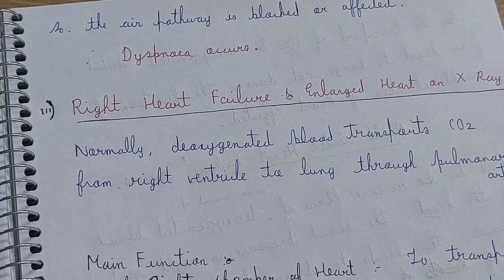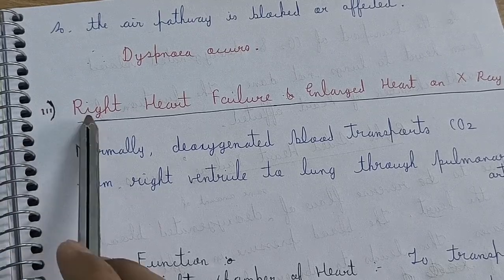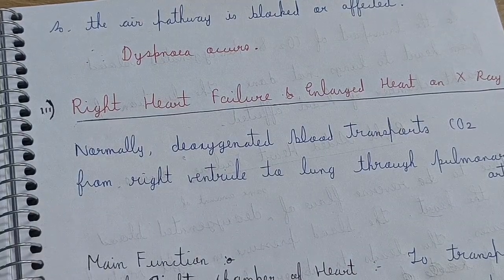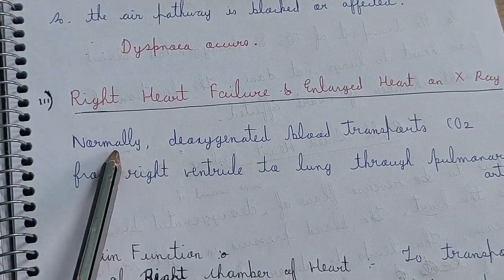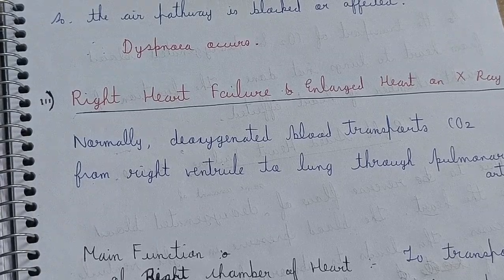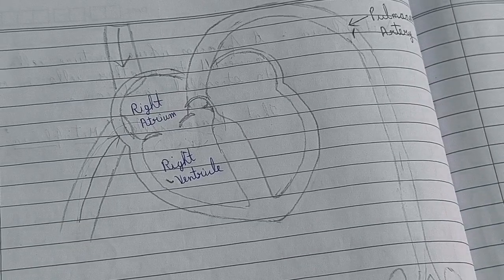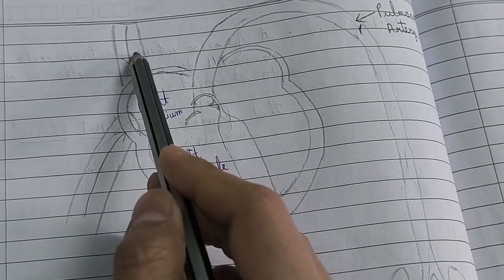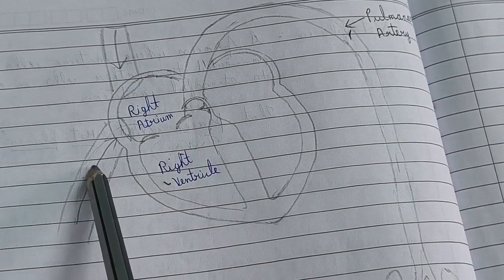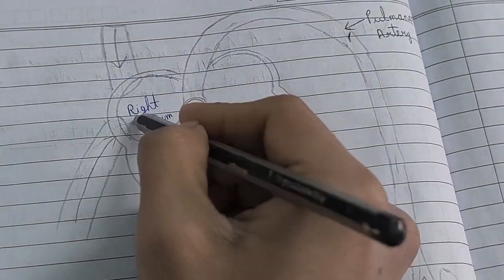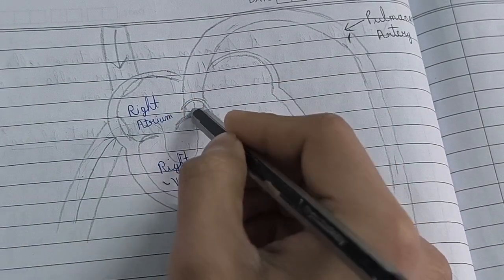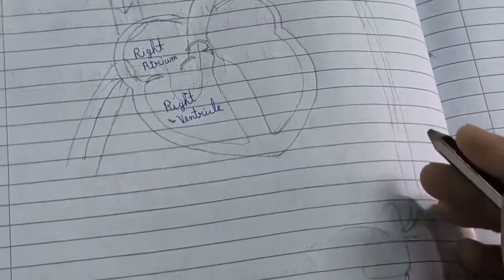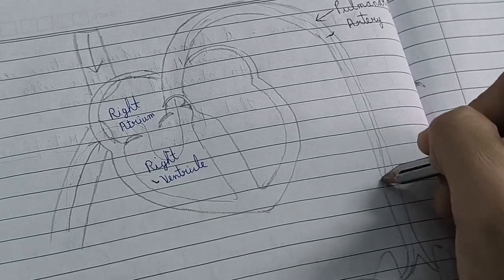So persistent cough and dyspnea I have explained. Now let's discuss right heart failure or enlarged heart on X-ray. First I will explain the normal function. The normal function of the right side of the heart is to receive deoxygenated blood from the superior and inferior vena cava, and then to transport this deoxygenated blood from the heart into the lungs through this pulmonary artery.